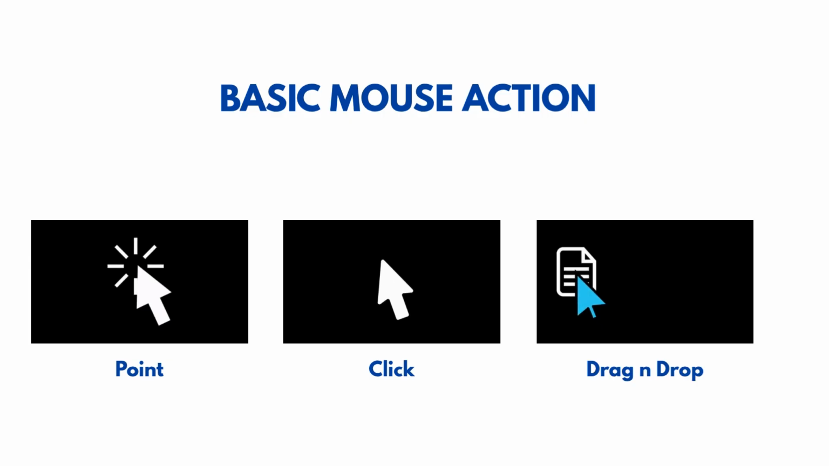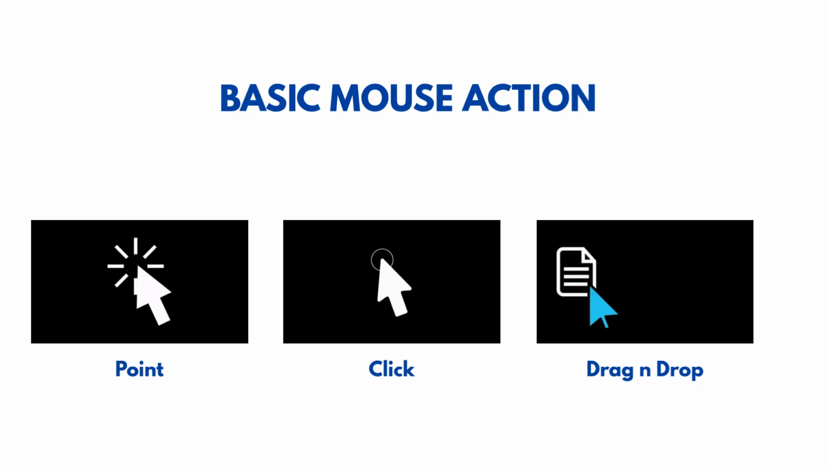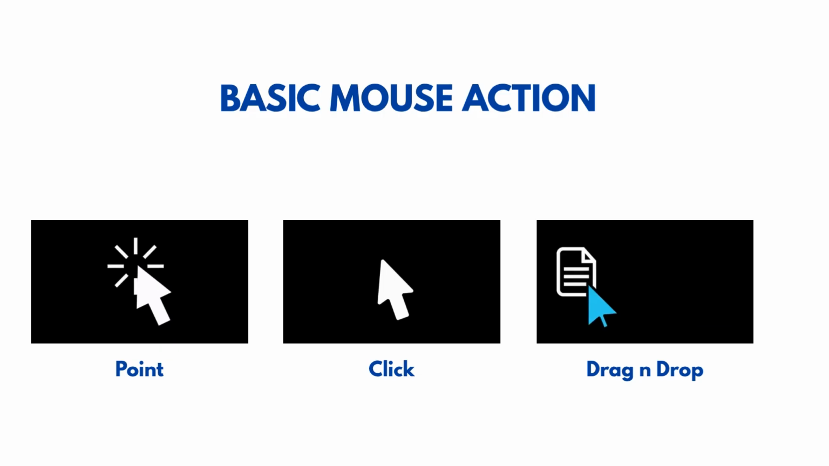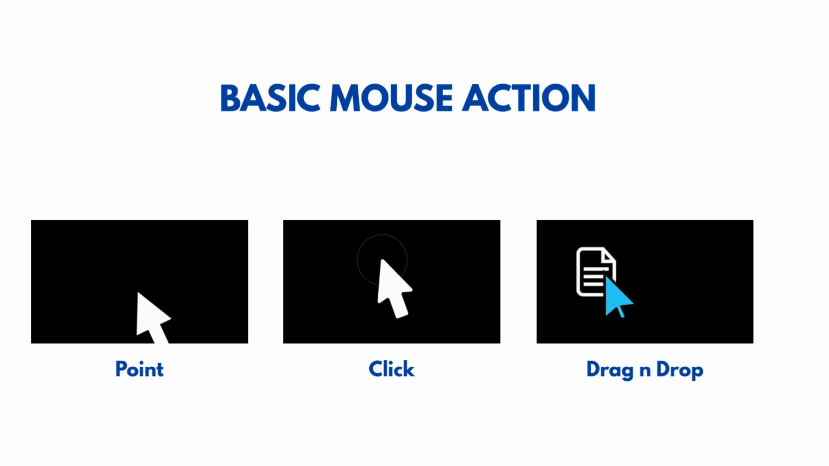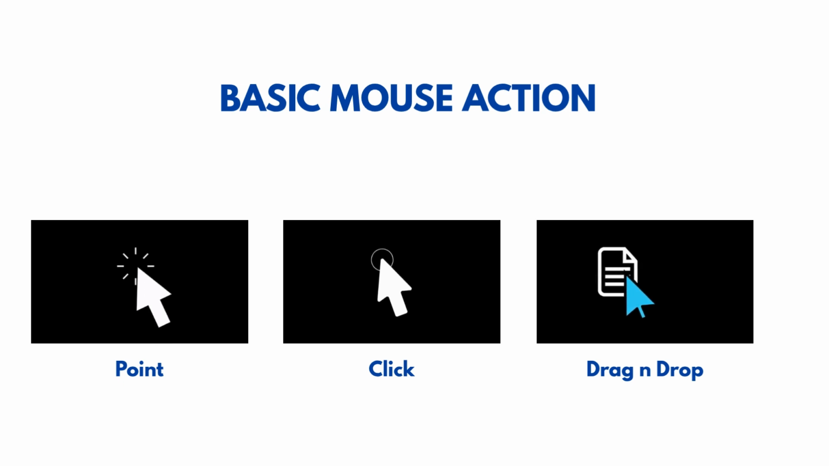Drag or drag and drop. This action is used to move an item from one place to another on the screen. To do it, you point to an item, press and hold down the left mouse button. Move the mouse to drag the item to a new location, and then release the button to drop it there.